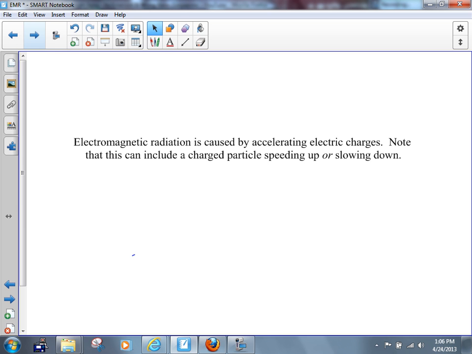And that's critical to this whole thing, because if they're not changing, they're not going to produce the next one. The electric field won't make the magnetic field if the electric field's not changing. And the magnetic field won't make the electric field if it's not changing.